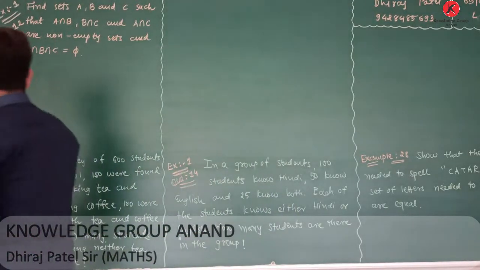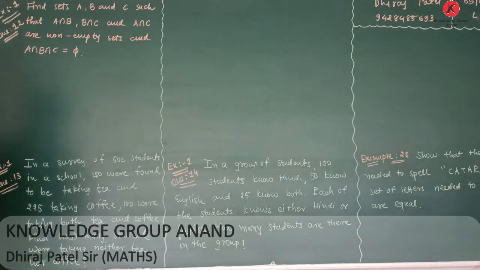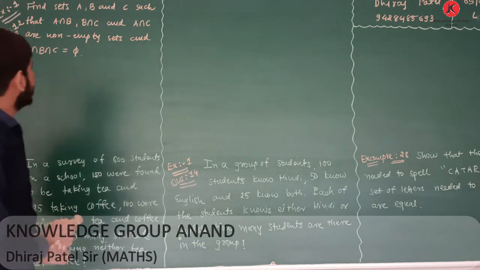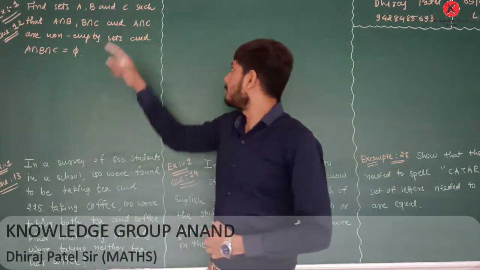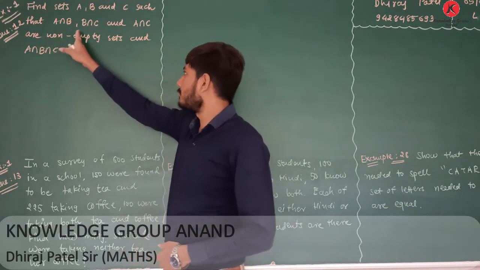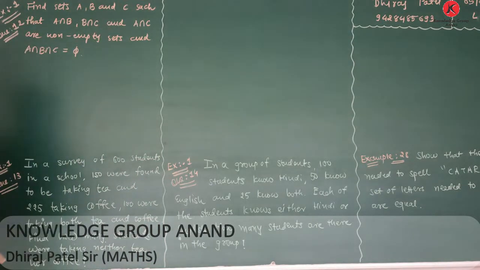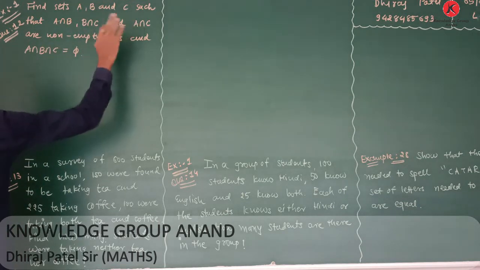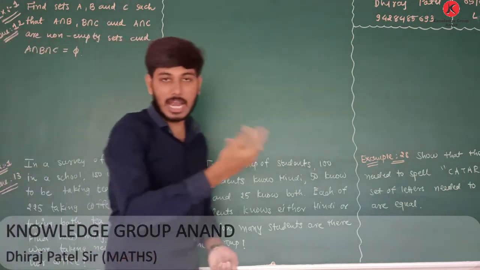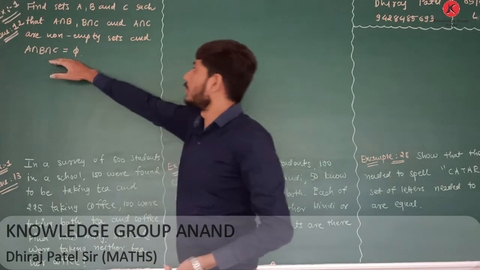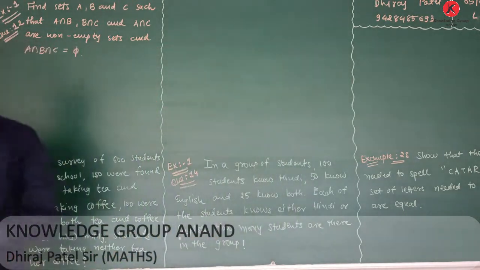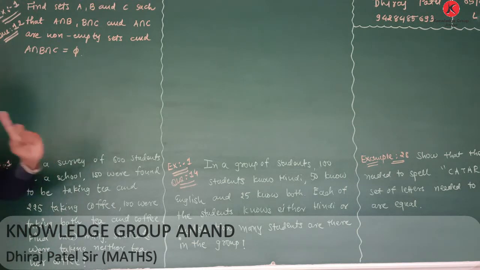Now we are going for question number 12 of exercise 1. Find sets A, B and C such that A intersection B, B intersection C and A intersection C are non-empty sets, and A intersection B intersection C equals to null set. What did it say? The intersection of any two sets is a non-empty set, that means some element should be found, and the intersection of all three, that is A, B and C, should be the null set; there should be no common element in all three.